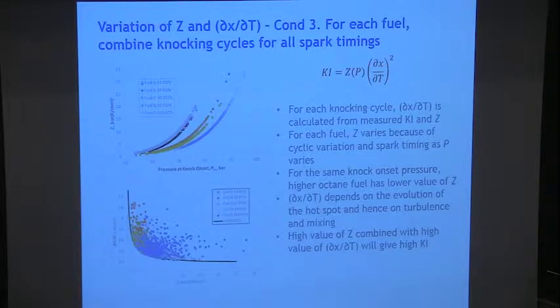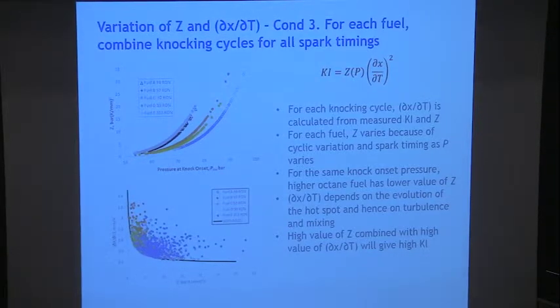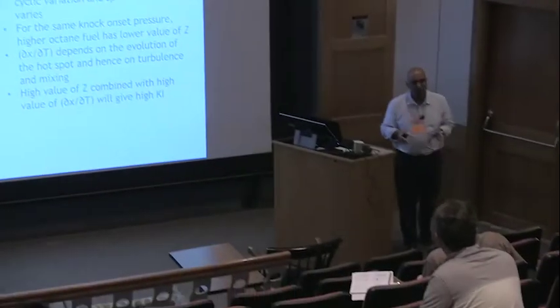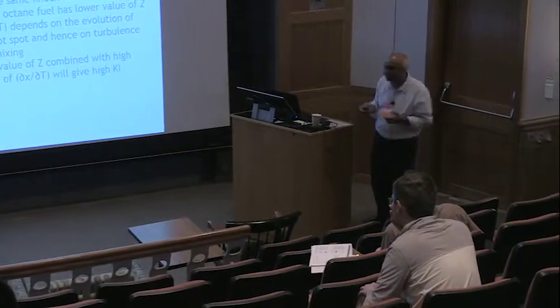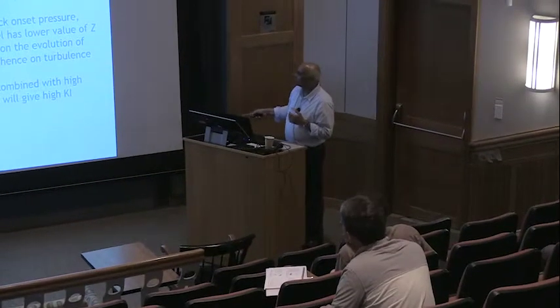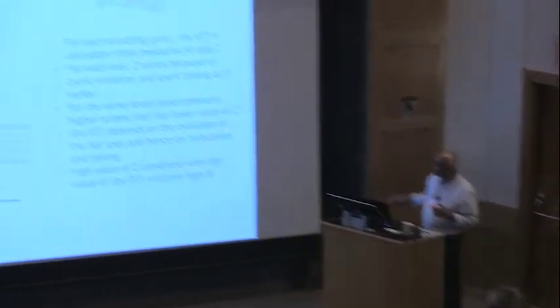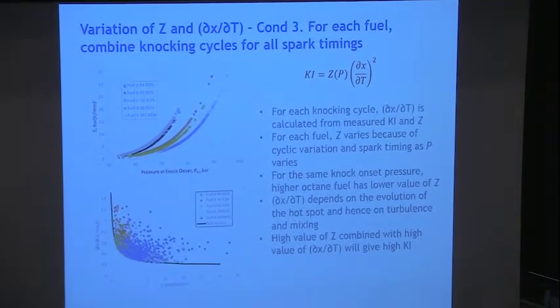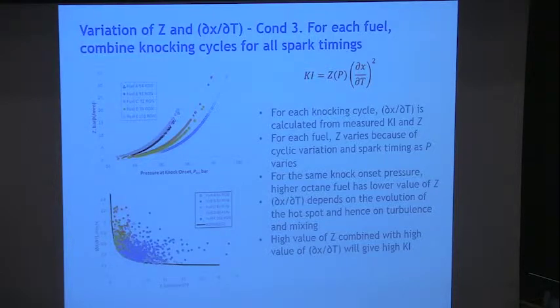This model framework also shows this, by the way. Even if you plot dx by dt and Z, you can see that for the same Z, you can have many different values of dx by dt. This is a variation, because once again, knock is a stochastic process. You can have very different values of all these parameters for each condition. So if you combine a high value of Z and a high value of dx by dt, you will get very high knock intensity. That's what it's telling you. Because all of these things can vary from cycle to cycle, you get this big variation in knock intensity as well.